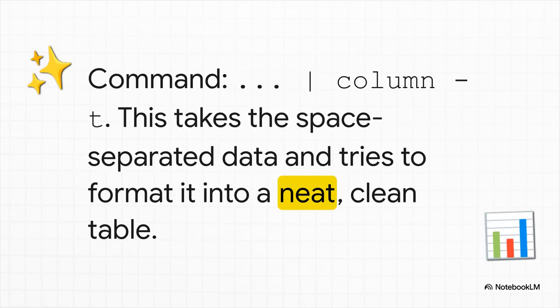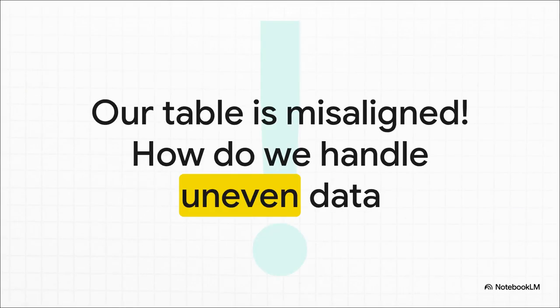And now for some of that magic. We take that space-separated data and we pipe it into column -t. This command is supposed to take everything and format it into a beautiful, neat table. And it almost works. We're so close. But wait a minute. There's a problem.